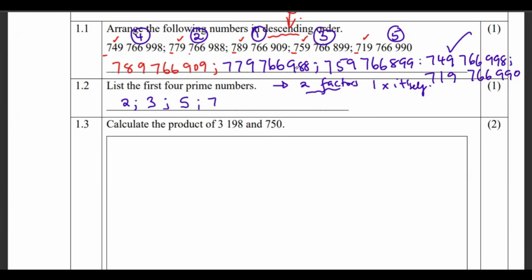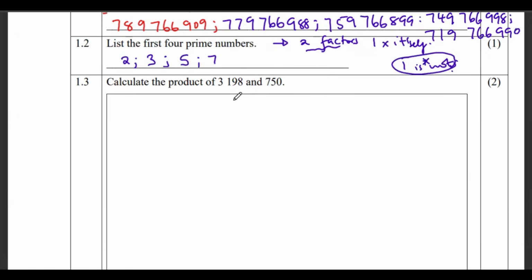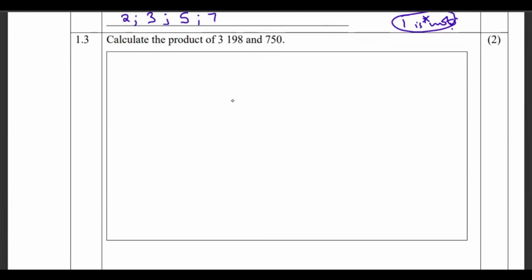So those are the first 4 prime numbers. Now remember, 1 is not a prime number, and 1 is not a composite number. Then 1.3, calculate the product of 3198 and 715. Now in this case, you have all choices to use whichever method you feel comfortable with. Some people would prefer to use the Pison's square method. I would prefer to use the column method for as long as the target is to get to the answer.